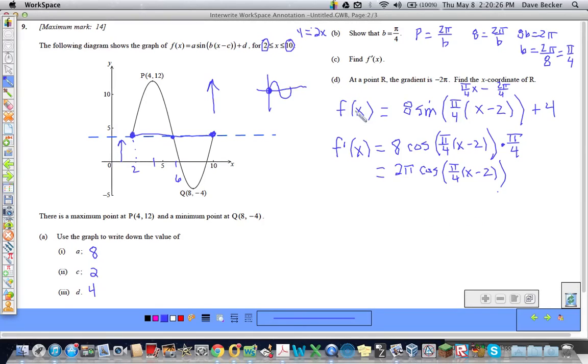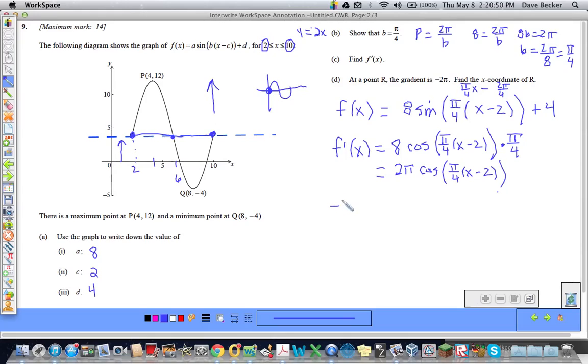All right, D. At a point r, the gradient is negative 2 pi. Find the x-coordinate of r. The gradient. How do we find the gradient? We use the derivative, because the derivative is the slope of the tangent to the curve. The slope of the tangent to the curve.